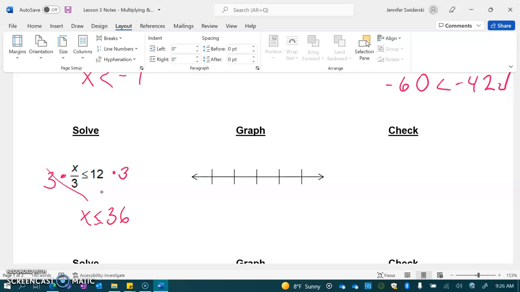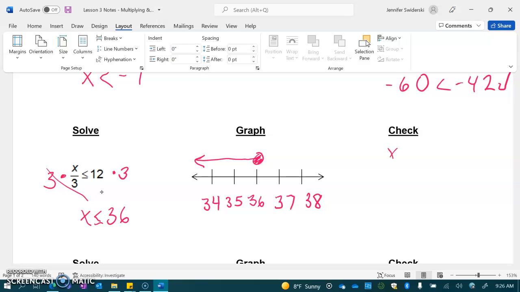I'm going to go ahead and graph that. So I'm going to say this is 36. Since this is positive, I'll have that as 37, 38, 35 is over here, and 34. My circle, is it going to be open or closed? Well, it should be closed. And it's less than or equal to, so it's going to the left.